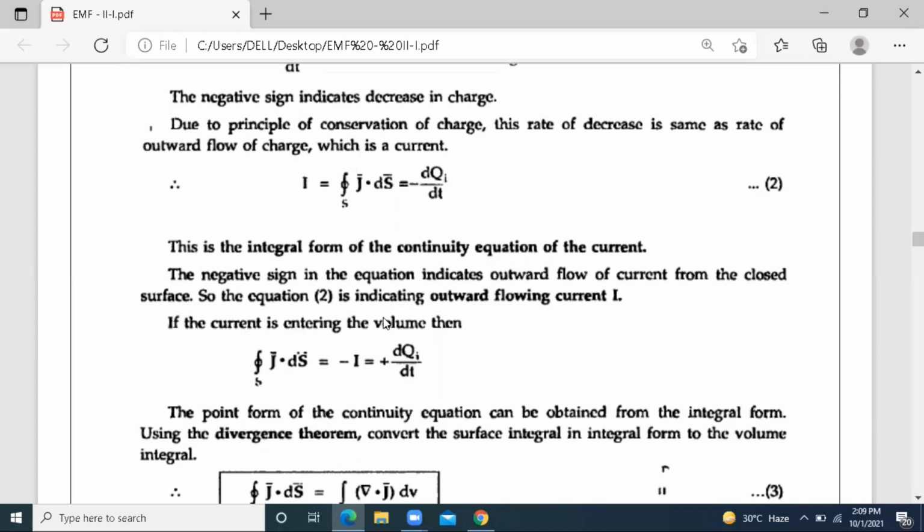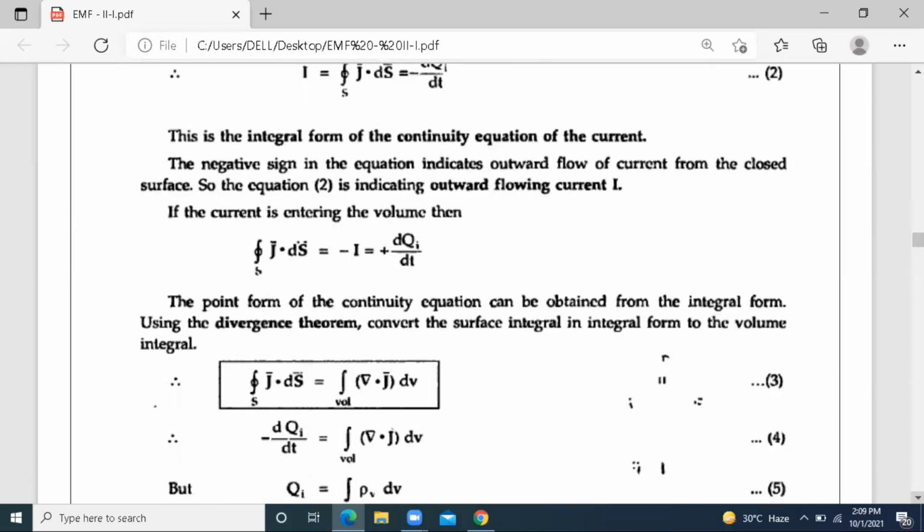If the current is entering the volume, then this would be negative. This is flowing out. So if it's negative, it's flowing in. It's minus I. And this would be positive. So that's the integral form.